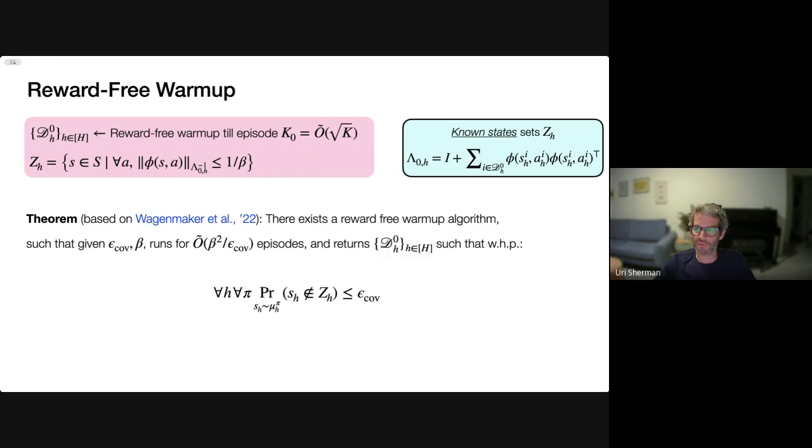And just to say a few words about this reward-free warm-up algorithm, which is mostly based on the work of Wagenmaker et al. The guarantee of this method is basically that when we give it these two parameters, epsilon coverage and beta, it will run for order of beta squared over epsilon coverage episodes, and it will return data sets that have this coverage guarantee. What it says is that any policy can go outside the known state set at time H with probability only bounded by epsilon coverage, and we get this with high probability. I'll also show it briefly in the analysis. The idea is that we really don't care what we're doing outside the known state sets, because any policy, in particular the benchmark policy which we are competing against, can only get there with such small probability that we don't care what's going to happen there.